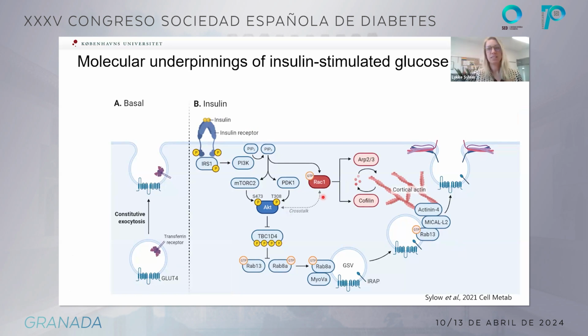And RAC1 is a key regulator of vesicle transport in many different cells, including insulin vesicles in the beta cells, and here the GLUT4 vesicles in the muscle cells. And it does so by reorganizing the cortical actin cytoskeleton, which is then necessary for the GLUT4 vesicles to actually dock and fuse with the plasma membrane.